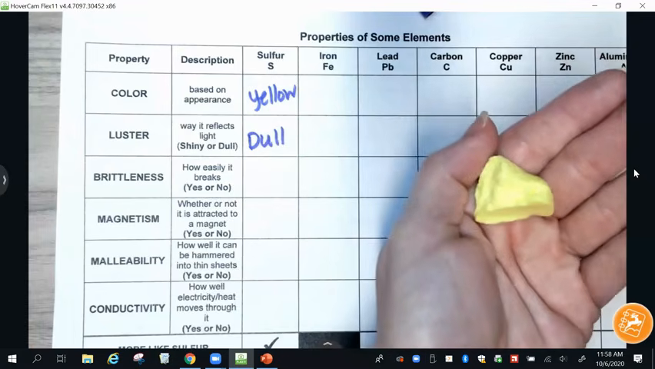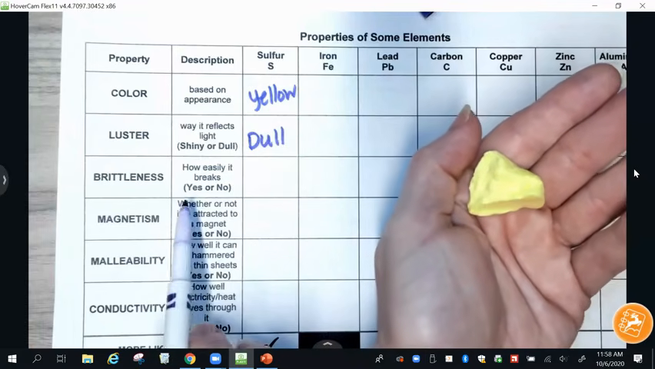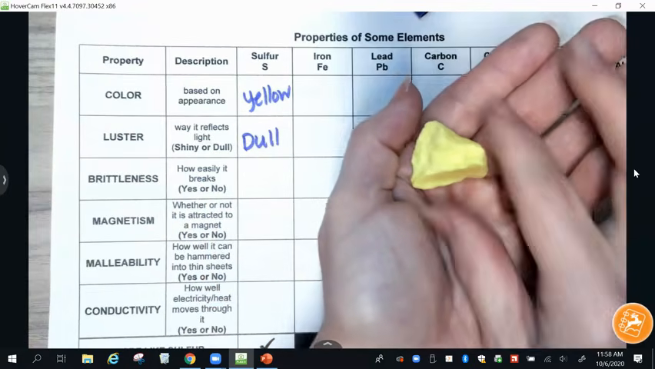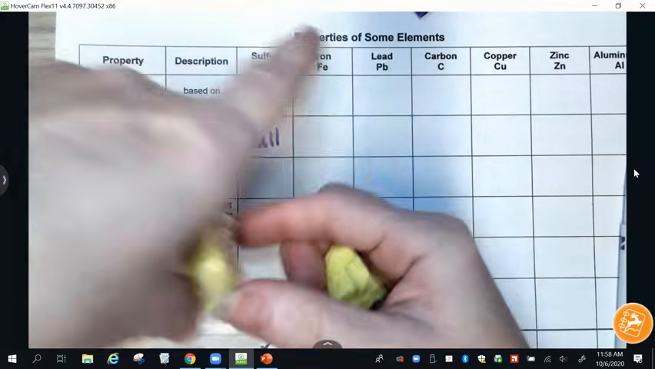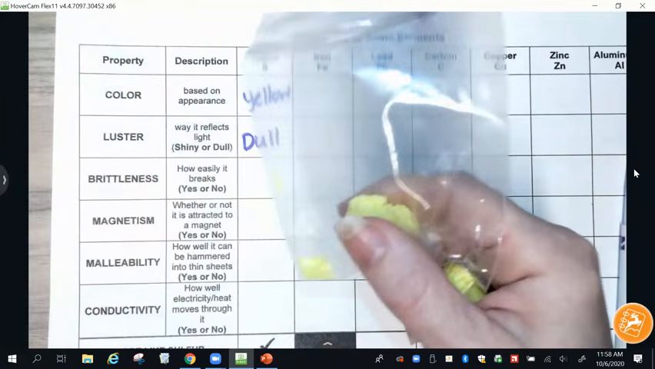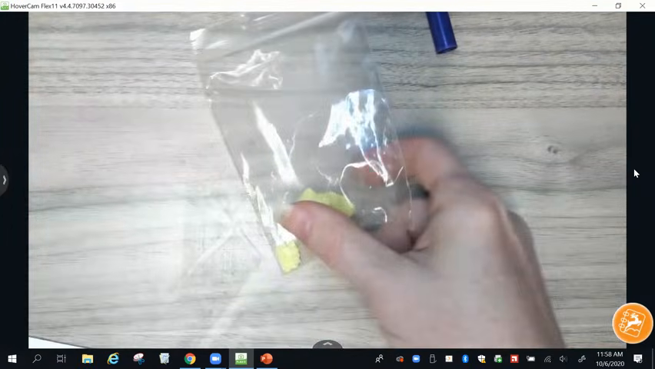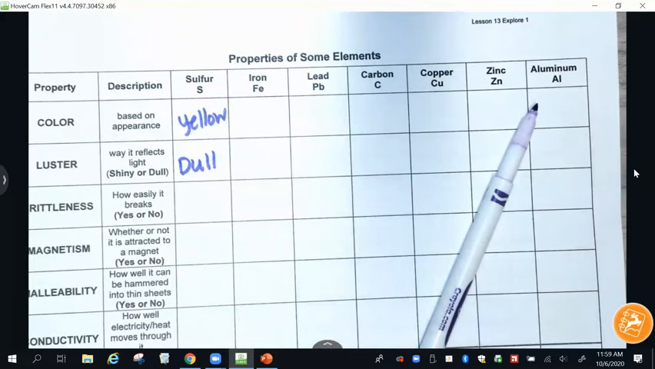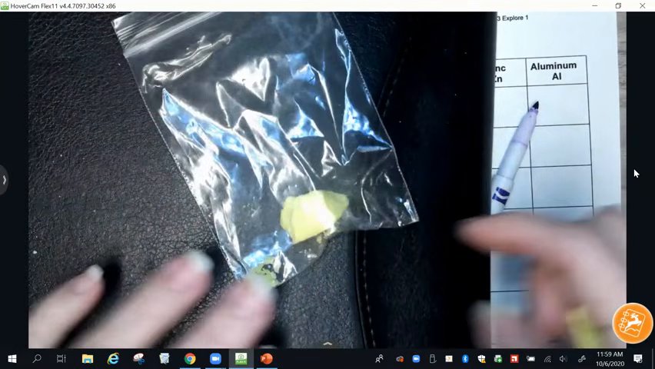Okay, it's dull. Is the sulfur squishy? No. Okay. The next thing, brittleness, it says how easily it breaks. Okay, well, I want to show you something. I have this piece of sulfur in this little baggie. What if I show you this? Is that better? The glare is kind of a problem. Let's try this. Okay, so now you can kind of see it.